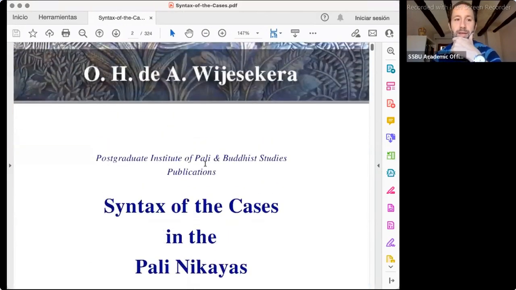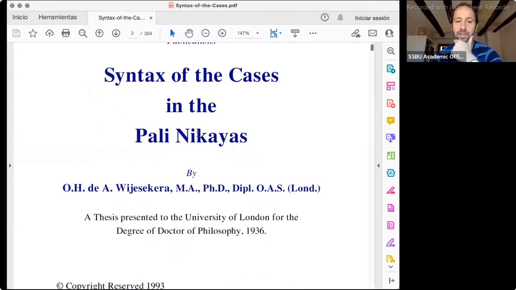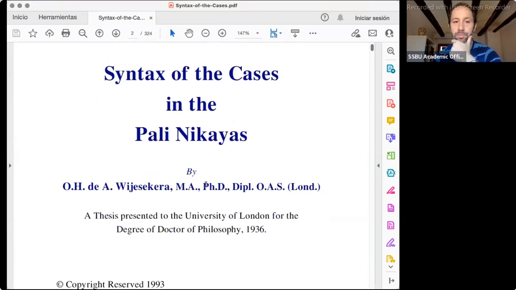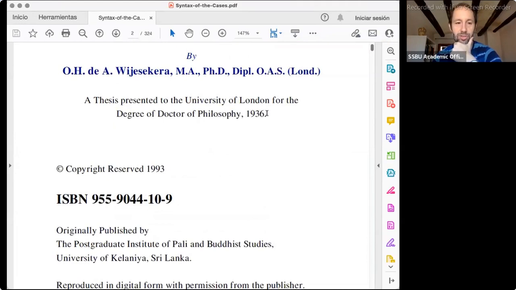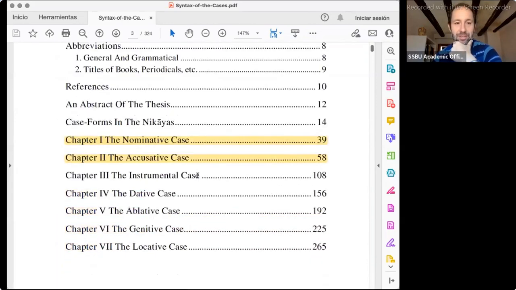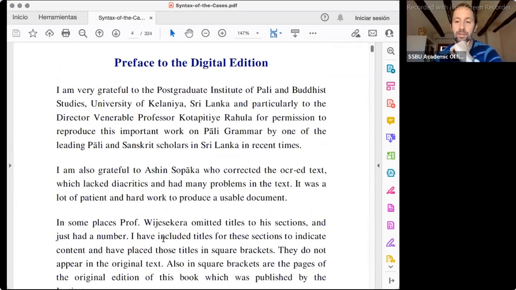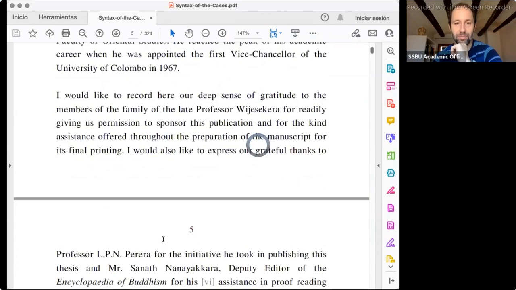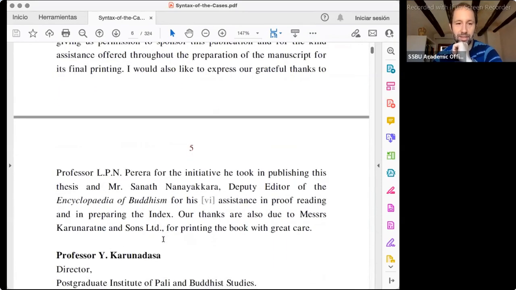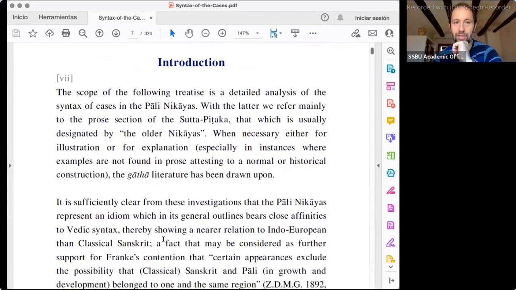Syntax of the Cases in the Pali Nikayas by O.H.D.A. Vijayasekara. That is actually an old book, based on the PhD dissertation from 1936. So it's going to be almost 100 years very soon, or not so soon. It's 90 years already. We started with nominative and accusative and so on. There are all these cases. The terminology is very much Western style, especially 20th century Western style. So I don't know if you started reading this book.